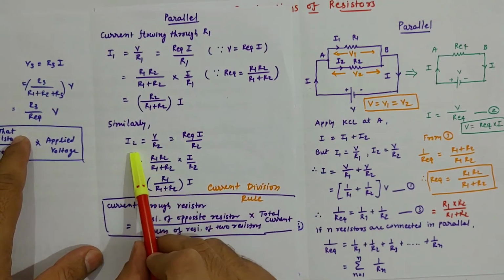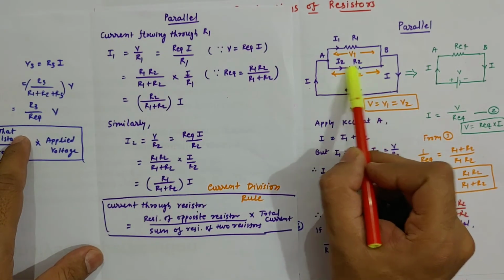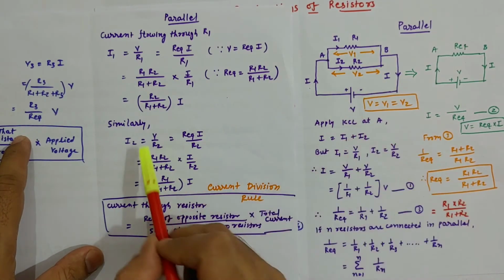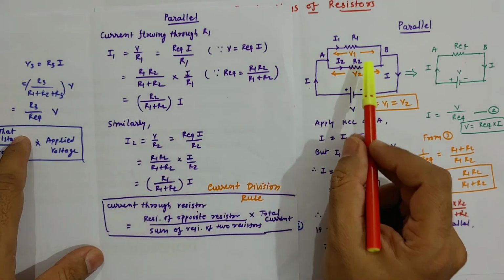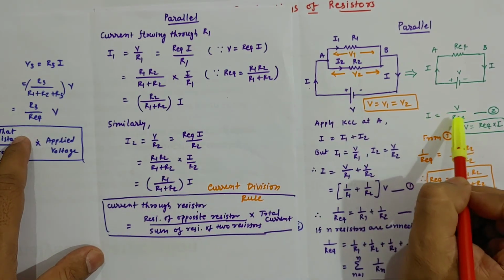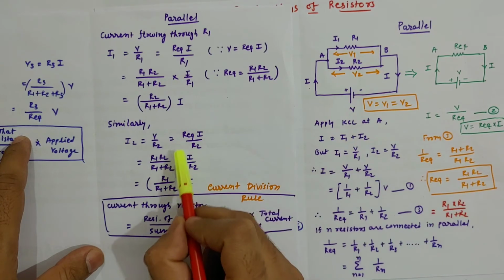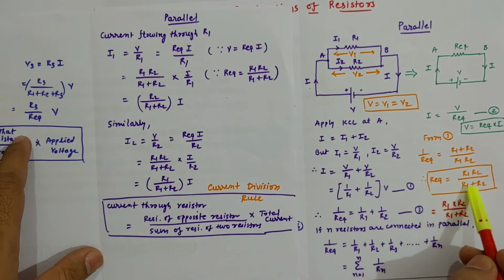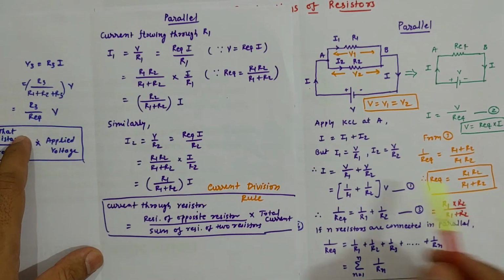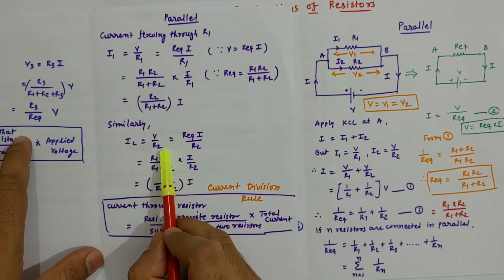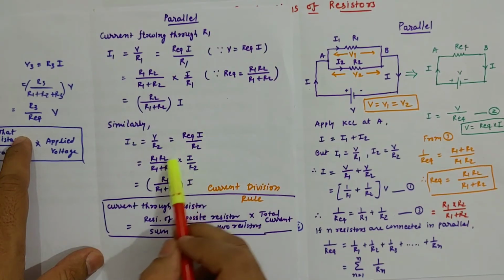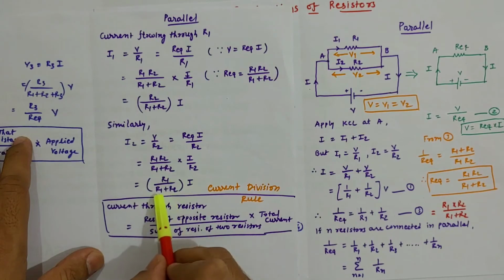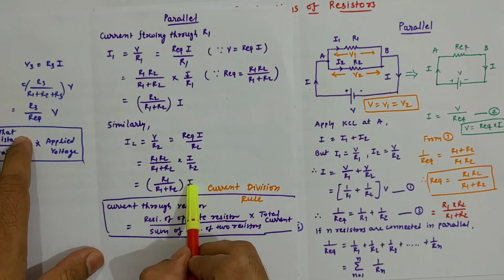Similarly for the current I2, we can write voltage across R2, V divided by resistance R2, V by R2. If you substitute the value of V from this equation, V is equal to I into R equivalent, divided by R2. Now we have the value of R equivalent, R1 R2 divided by R1 plus R2. We substituted that value here, multiplied by I, divided by R2. So we get R1 divided by R1 plus R2 into I.